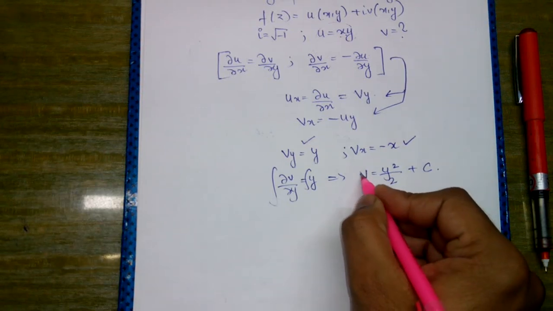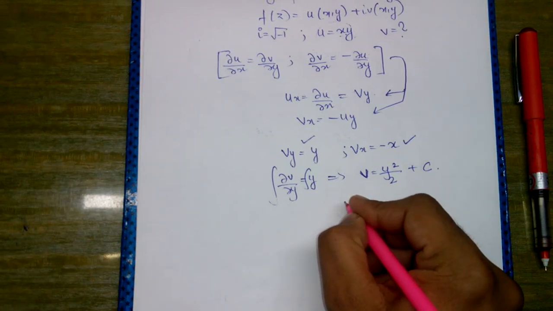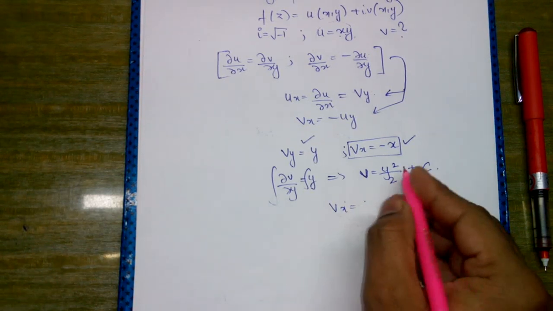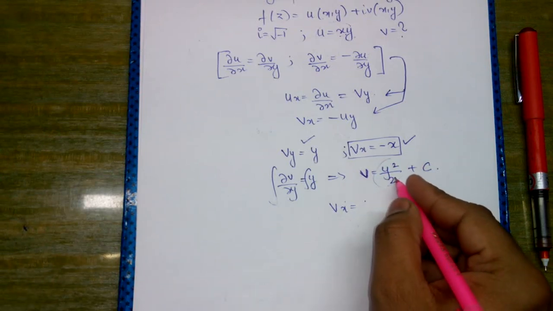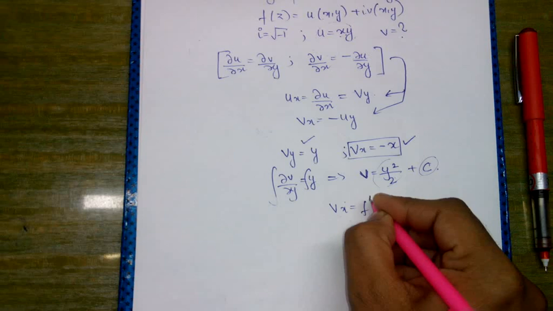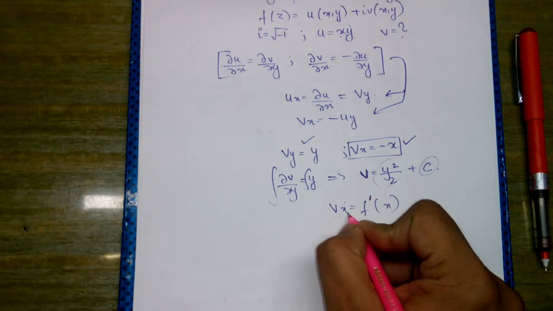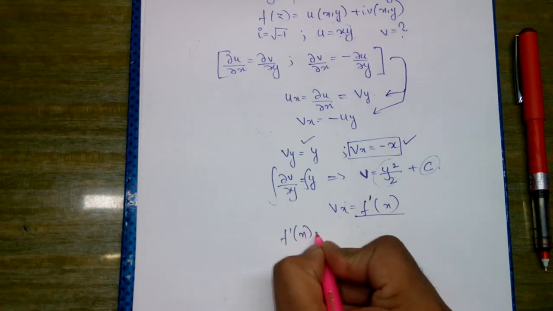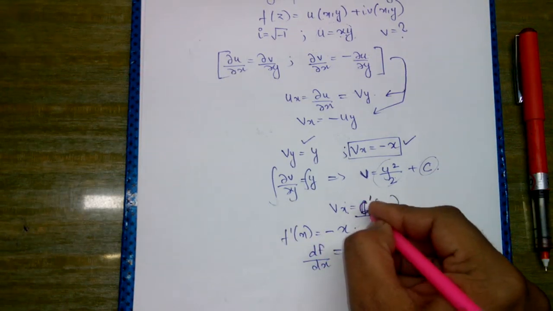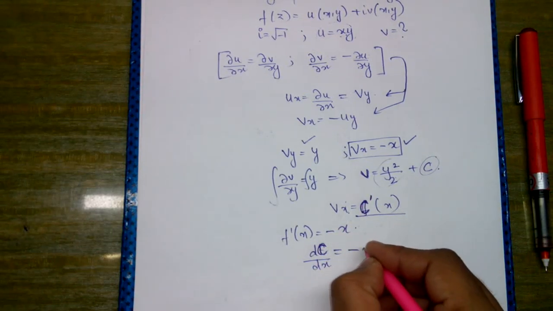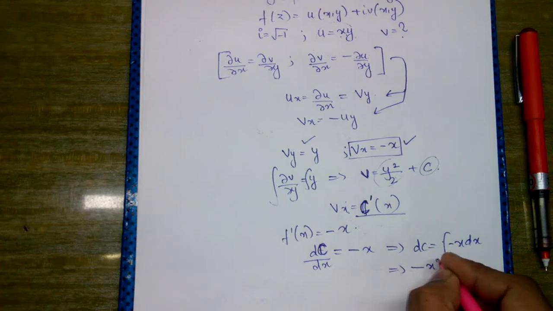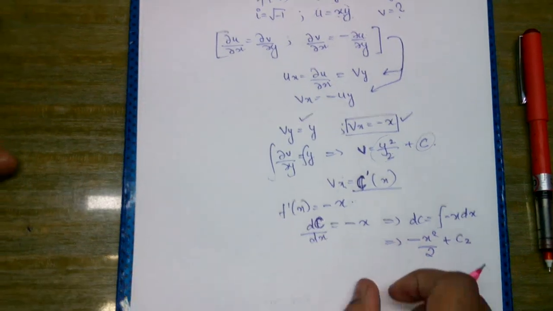what we will do is we will differentiate this v with respect to x on both the sides. So we can say vx is actually, if we differentiate this with respect to x, we will get 0, plus if we differentiate this with respect to x, we will obtain some function of x such that we will write it as c dash x. And since vx has been given as minus x, we can write c dash x is equal to minus x. So dc upon dx is equal to minus x. So dc would be integration of minus x dx. So this would be minus x square upon 2 plus some other constant c2.